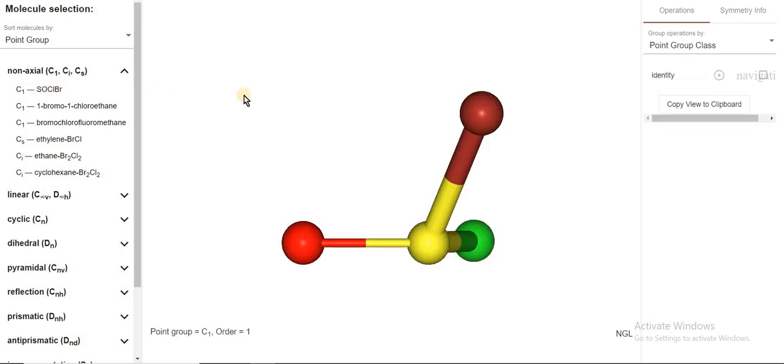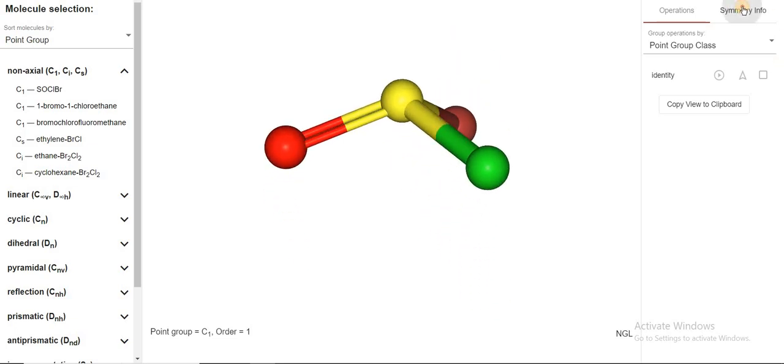Our first point group is non-axial point groups, that is C1, Ci and Cs point groups. Let's see the C1 point group first. Let's see the SOClBr molecule.